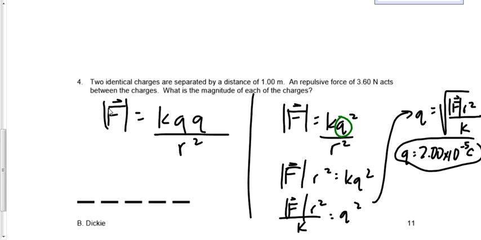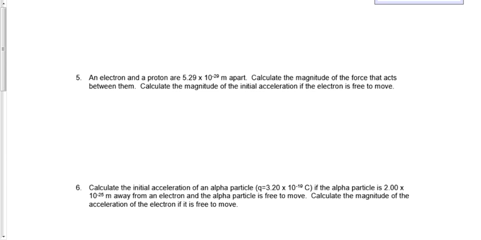Okay, number 5 gets a little bit trickier here. Electron and proton this far apart. What's the force between them? Oh, that's not so bad. Well, we need to know the charges, but other than that, it's not bad. What's the acceleration? That's new. What's the initial acceleration at that? Okay, let's get the force first.